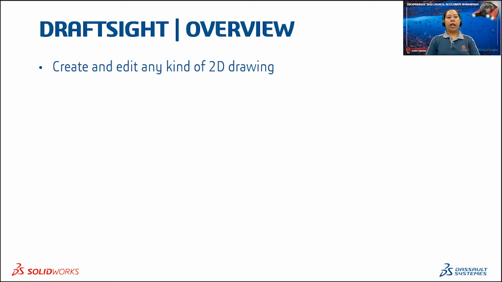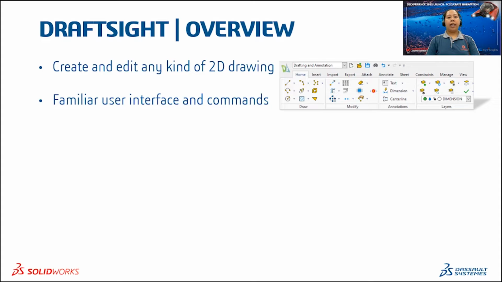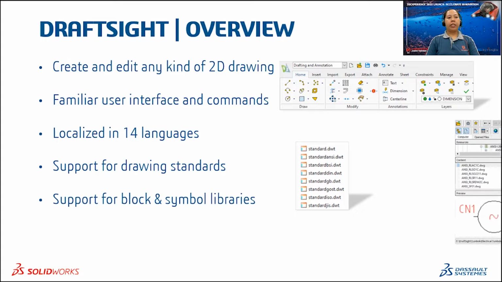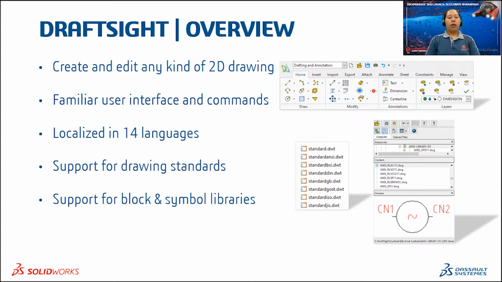DraftSight also creates and edits any kind of 2D drawing. It has a familiar interface and commands. It is localized in 14 languages, supports drawing standards, and also has support for block and symbol libraries. You could also customize the user interface, and it has a comprehensive API.